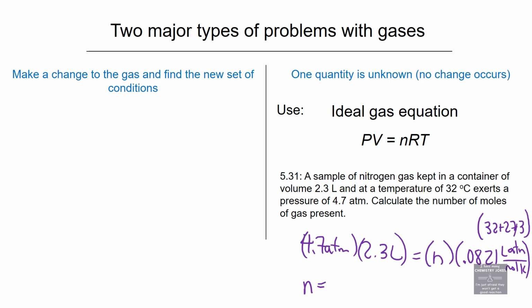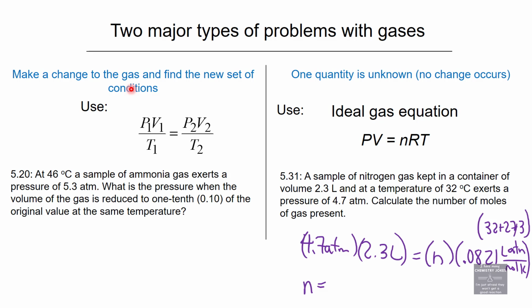The other type of problem is make a change and see what happens. You're going to use one of the ratio equations for that. So Charles's and Boyle's laws have been combined in this ratio setup here. It's totally fine to use one or the other. At 46 degrees, a sample of ammonia exerts this pressure. What's the pressure when the volume is reduced to 1/10 of the original value?